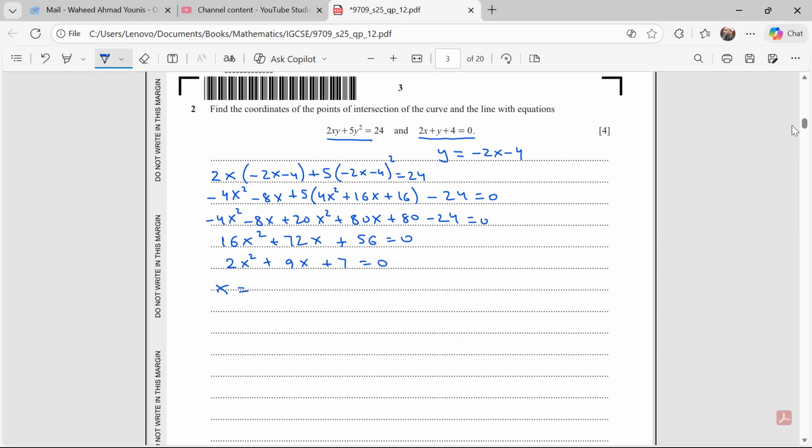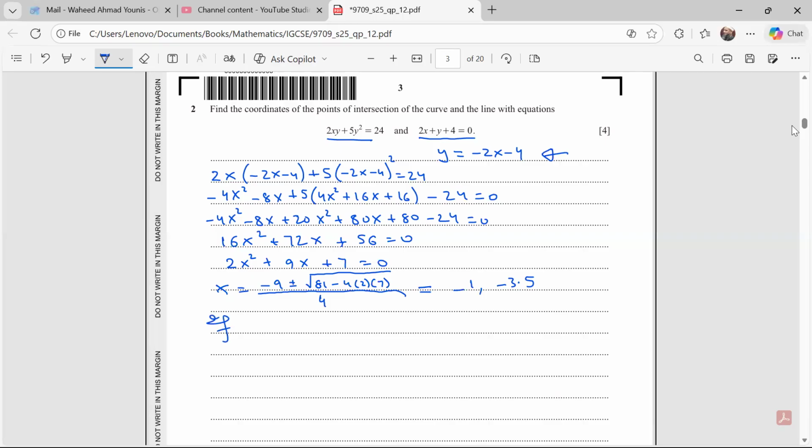So x equals minus b plus or minus the square root of b squared, which is 81, minus 4 times a times c, all divided by 2a. Okay. And you can see that this whole thing will simplify into two answers. One is minus 1 and the other is minus 3.5. Okay. I can substitute these two values one by one in this equation and find the value of y.